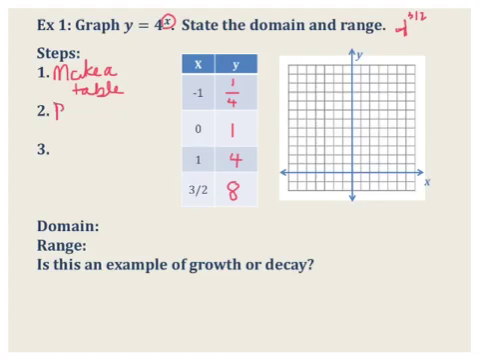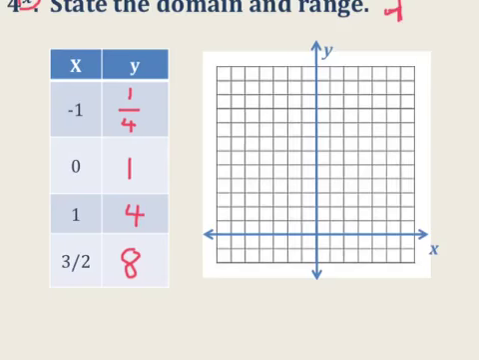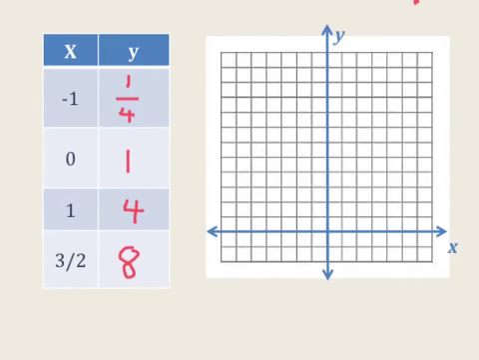Second thing you're going to do is plot points. And so we're going to come over to the graph and put those 4 points on there. Sometimes you need 4 points, sometimes you don't. Sometimes you can get away with 2 or 3. So I've got -1, 1/4, so about right there. And then 0, 1, which is what I told you for the parent graph. And then we have 1, 4. And then 3/2, 8. So about right there.